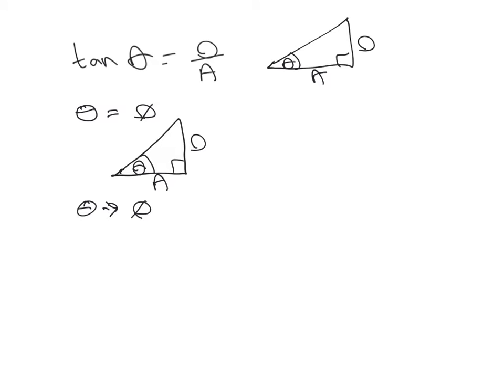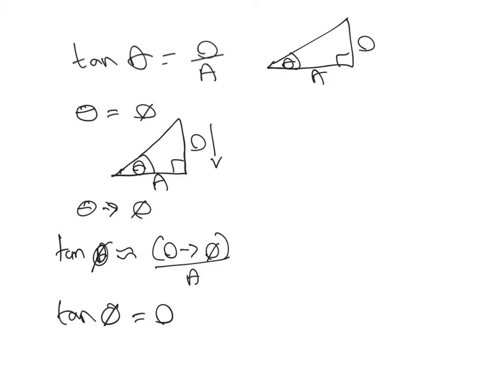As theta tends towards 0, this hypotenuse line will become lower. It will move down like the hands of a clock, which means the opposite will become smaller. So we have tan of theta approximating to the opposite tending towards 0, divided by the adjacent, which isn't going to change size. 0 divided by anything is 0. So we can say the tan of 0 equals 0.